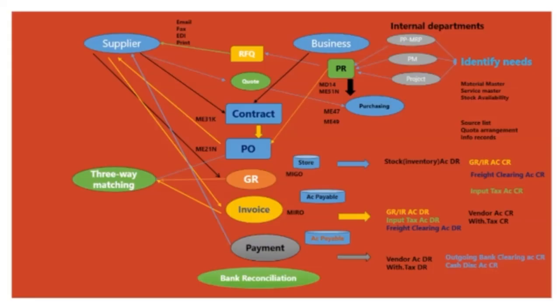And after the payment, we have a bank reconciliation, which will be done on the finance side. The finance people will reconcile the payment amount. And at the time of bank reconciliation, our outgoing bank account will be debited and the main bank account will get credited. Bank reconciliation is a separate bank accounting topic which will be discussed very soon.